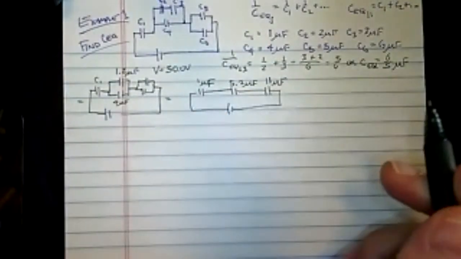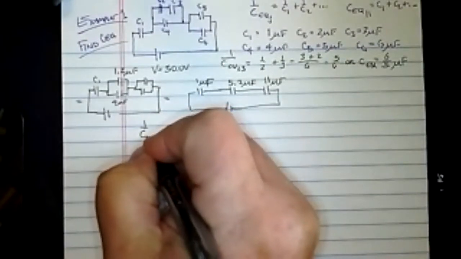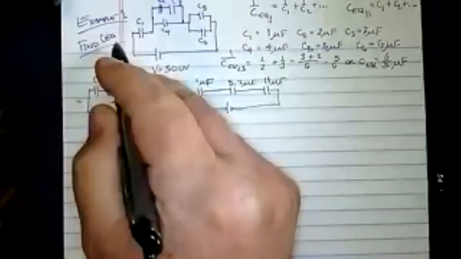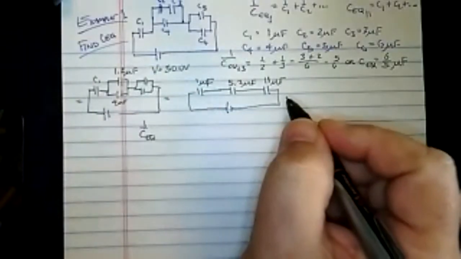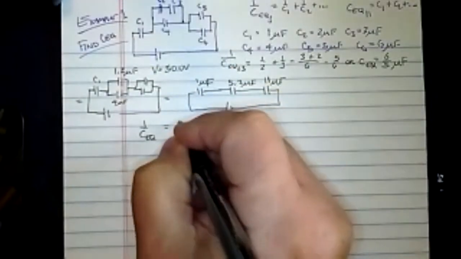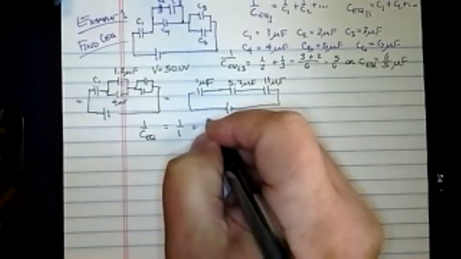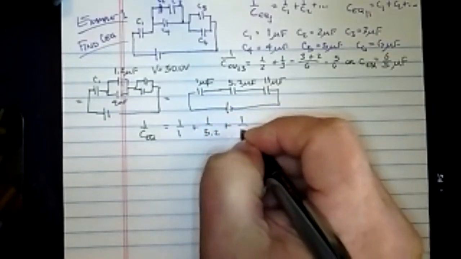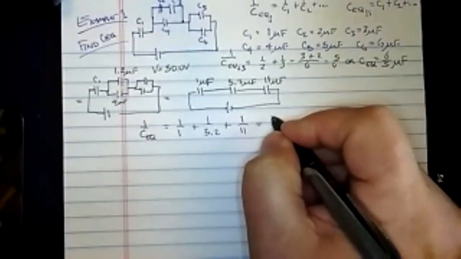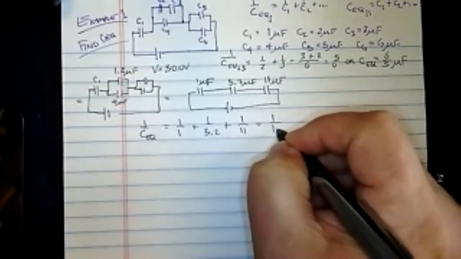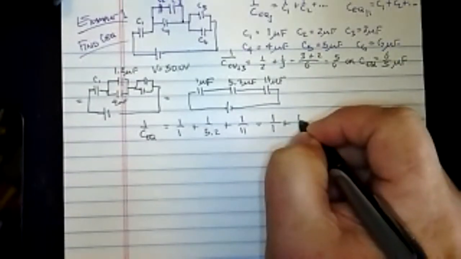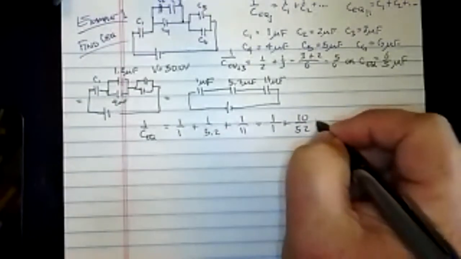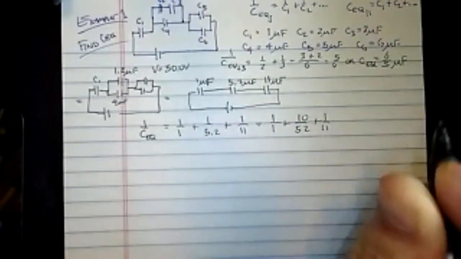Now I have 3 in series, so I have to do that weird thing. I'm going to say 1 over C equivalent. Now this is the actual C equivalent we're trying to look for, right? This will be the total answer. So 1 over C equivalent is going to be 1 over 1 plus 1 over 5.2 plus 1 over 11, which might be better if I say 1 over 1 plus 10 over 52 plus 1 over 11.